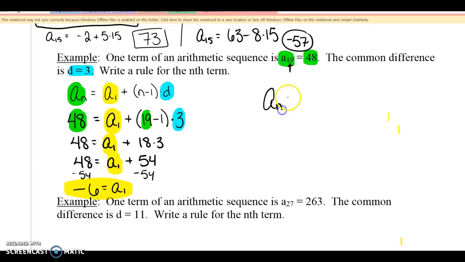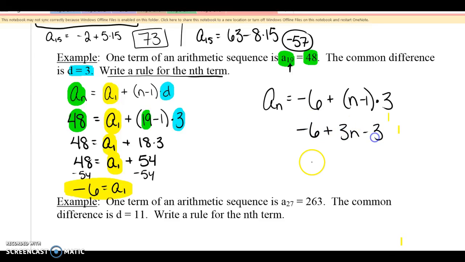So now we need to go back and do what we did before. Our first term is -6. Our common difference is 3. We need to distribute, combine like terms to get our final rule. The point of this problem is to write a rule for the nth term. The problem is we don't have everything we need to do that, so we have to do some extra stuff to get a sub 1 and then go back and do the whole process. So -6 plus 3n minus 3, -9 plus 3n.